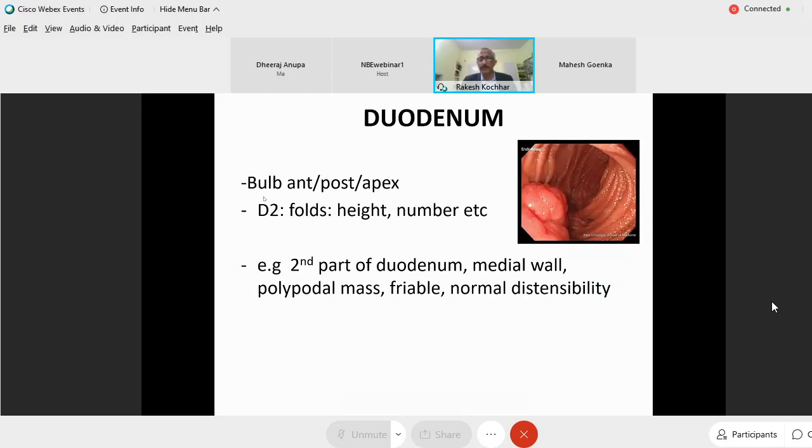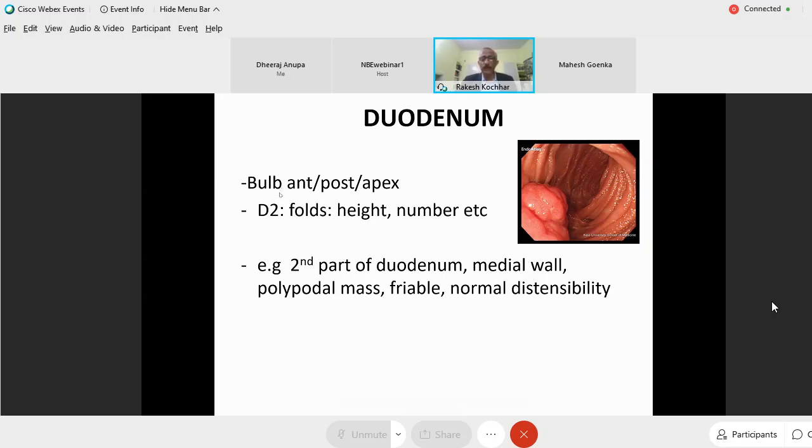In the duodenum, you describe the lesion in the context of whether it is in the duodenal bulb or in the second part of the duodenum. You rarely go across into the third or fourth part of the duodenum, but if you happen to go, you describe that. So in the bulb, you describe whether it is on the anterior wall, posterior wall, or at the apex of the bulb. Again, very important for duodenal bulb lesions, you describe the normal capacity or the distensibility of the duodenal bulb.